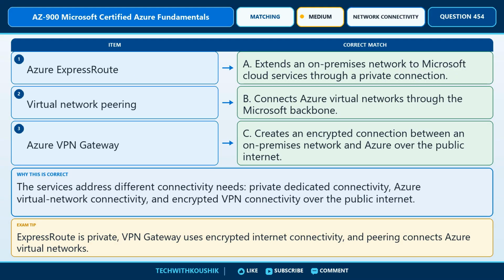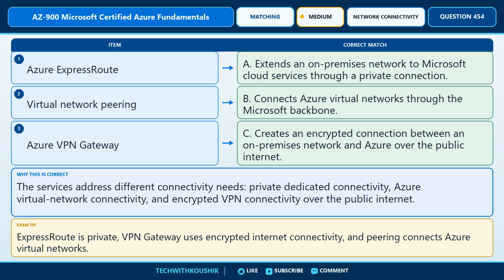Use these pairings. Pair Azure ExpressRoute and A, extends an on-premises network to Microsoft Cloud Services through a private connection. Pair Virtual Network Peering and B, connects Azure Virtual Networks through the Microsoft backbone. Pair Azure VPN Gateway and C, creates an encrypted connection between an on-premises network and Azure over the public internet.